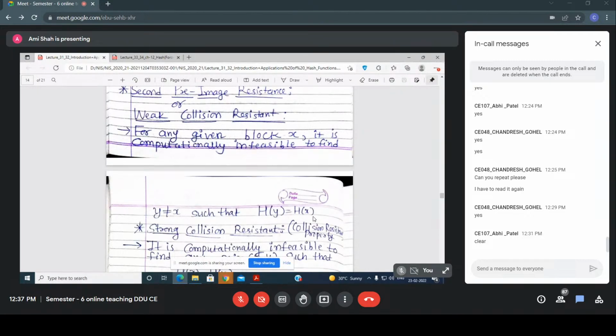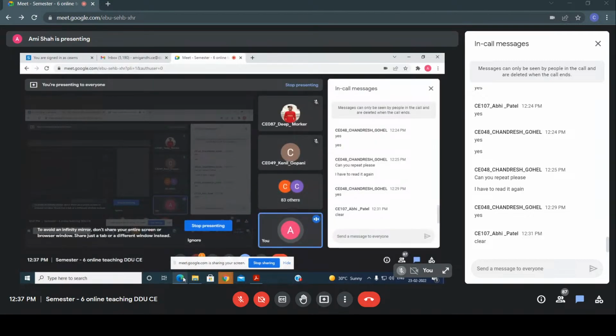Again, I repeat everyone. This property means that given an input and a hash value, it should be hard to find a different input with the same hash. If a hash function h for an input x produces h(x), then it should be very difficult to find any other input value y such that h(y) equals h(x). Is it clear, everyone? This is the property that any hash function possesses.